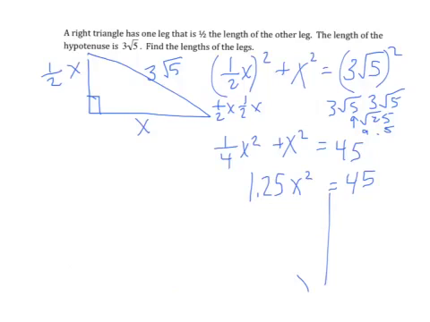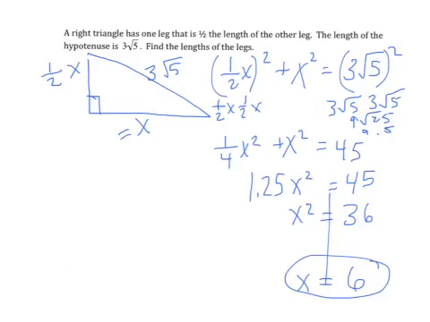And I can solve this one like a fence problem, even though it's a quadratic equation. Since it only has x squareds and it doesn't have x's, I can just solve it as a fence problem. x squared equals 36, so x would be 6. It would really be plus or minus 6, but the negative one wouldn't make any sense. So one of the legs would be equal to 6, and then half of 6 would be 3. The other leg is equal to 3.